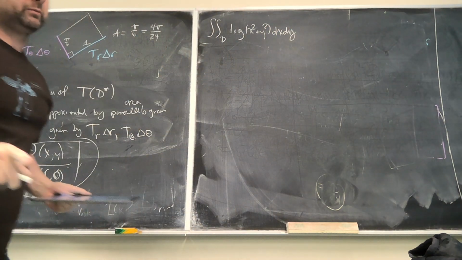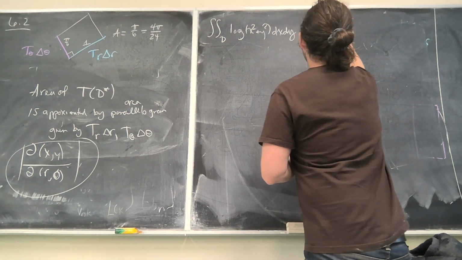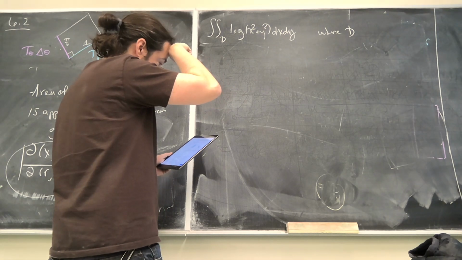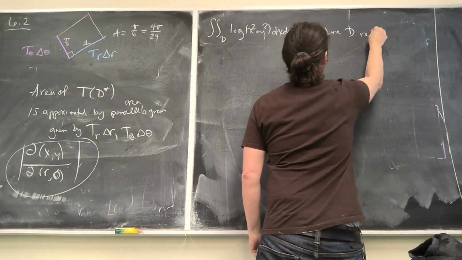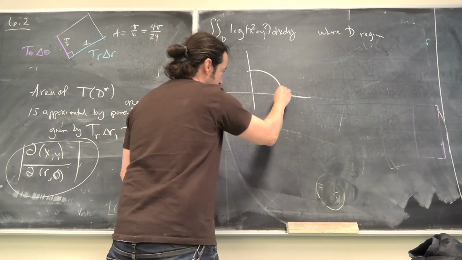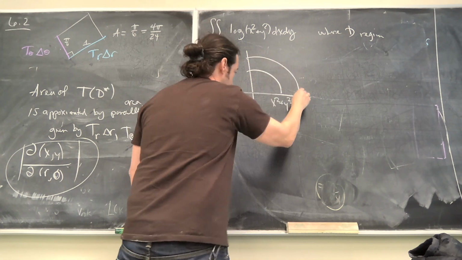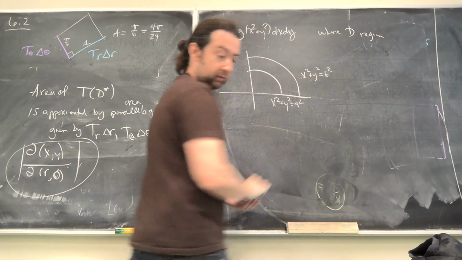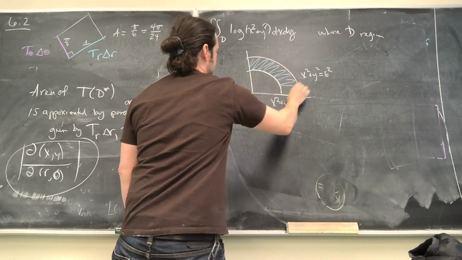So we'll start with an easy example and move into something more complicated, where D looks like this. It's the area in the first quadrant lying between two different circles. So D is the region that looks like this. This circle is given by x squared plus y squared is a squared. This circle is given by x squared plus y squared is equal to b squared. And we're trying to find the integral of that function over that region.